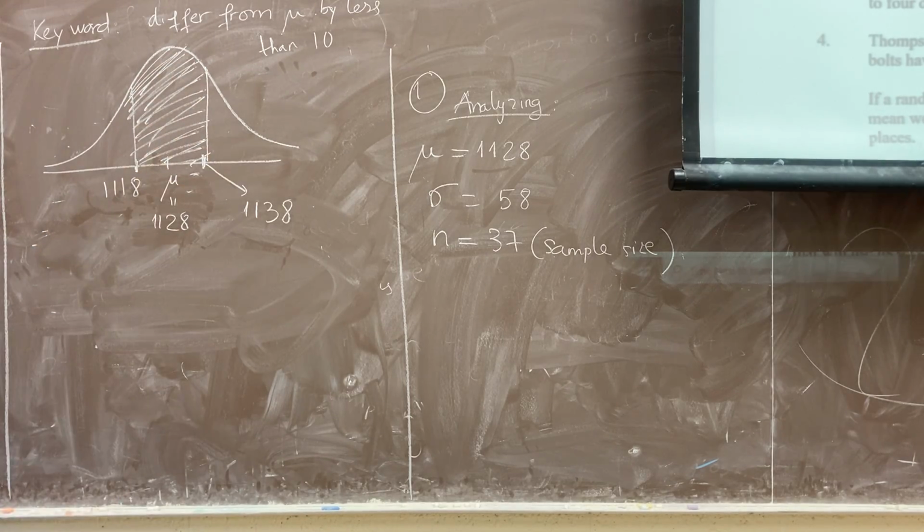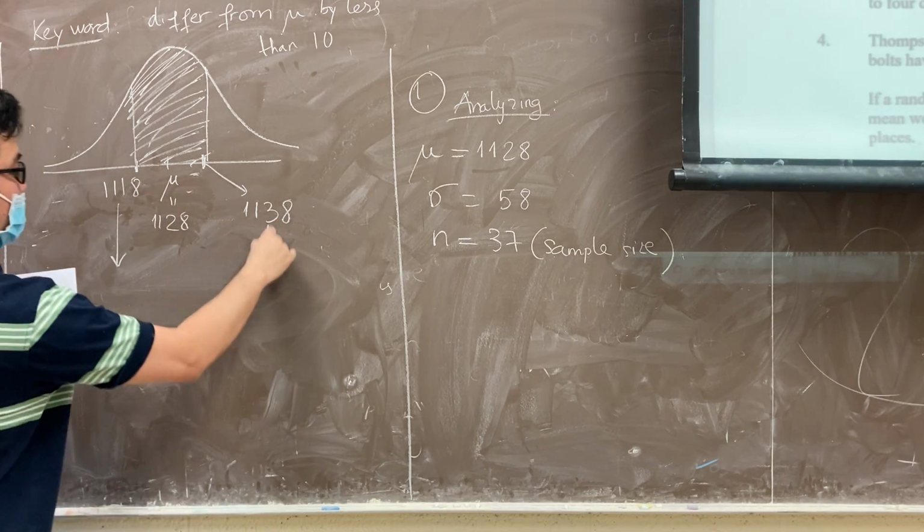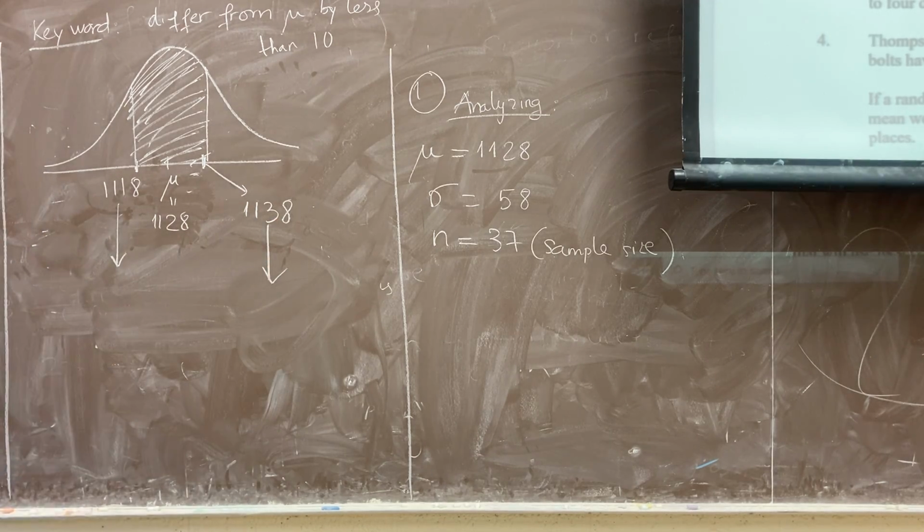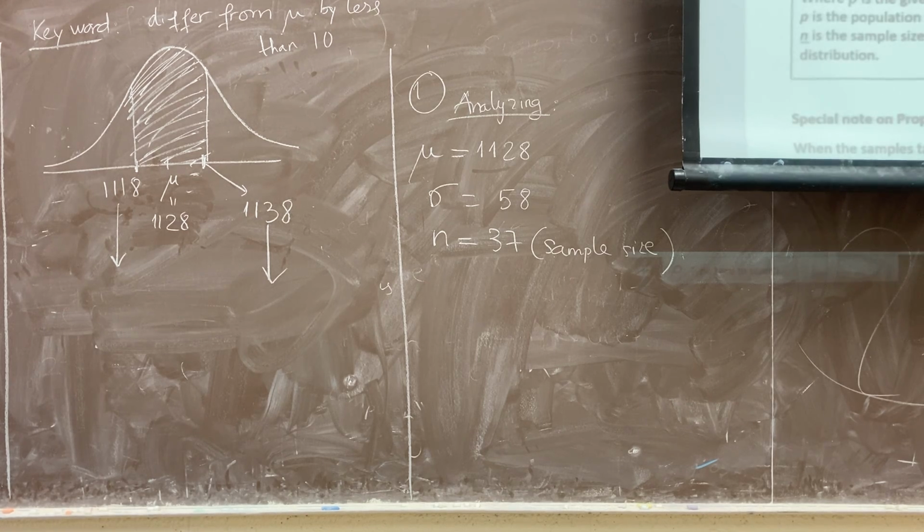Okay. And to find this, we need to change the x value here to z value, right? We have two x values here, so we change them to the corresponding z values. Now, because the question gives you the mean, you look at the formula here.